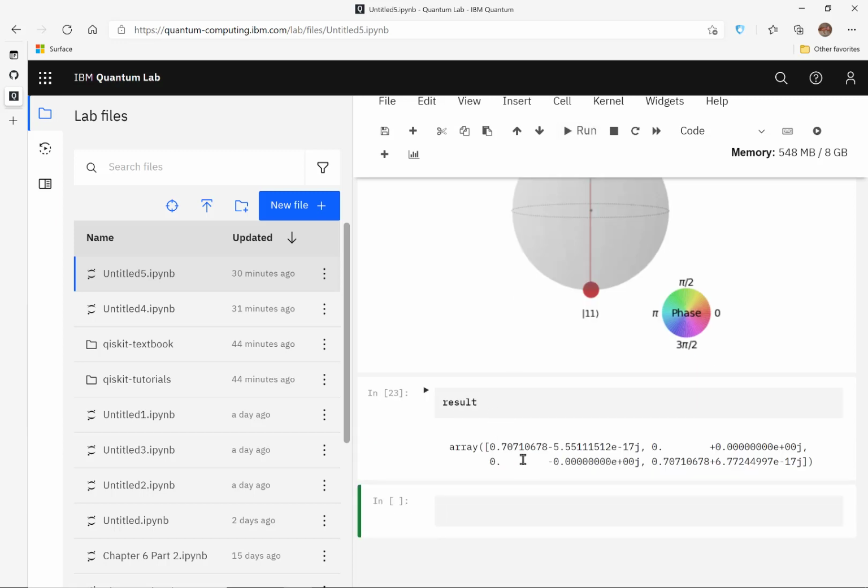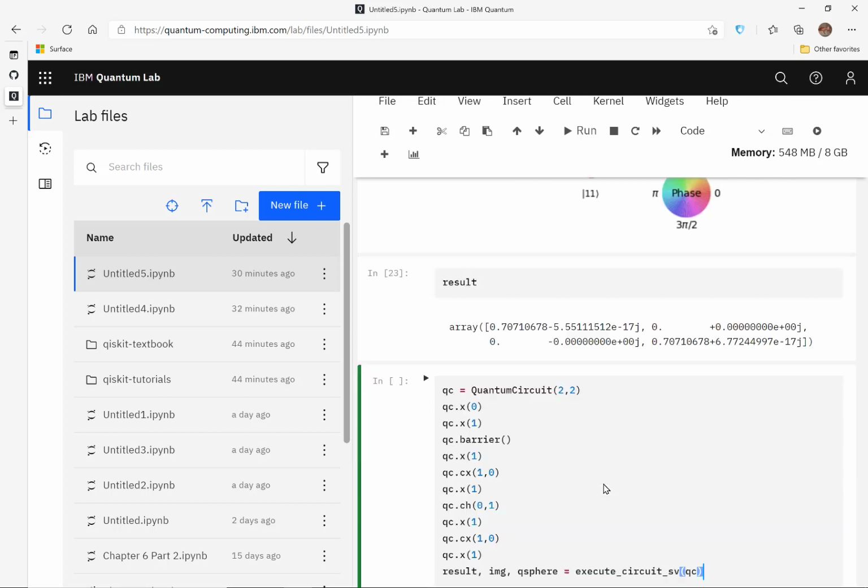And we see that we have 1 over square root of 2 in the first entry, and 1 over square root of 2 in the last entry, and 0 for the other 2 entries. So sure enough, this is 1 over square root of 2, |0,0>, plus 1 over square root of 2, |1,1>. So far, so good. Now, we'll do |0,1> next.